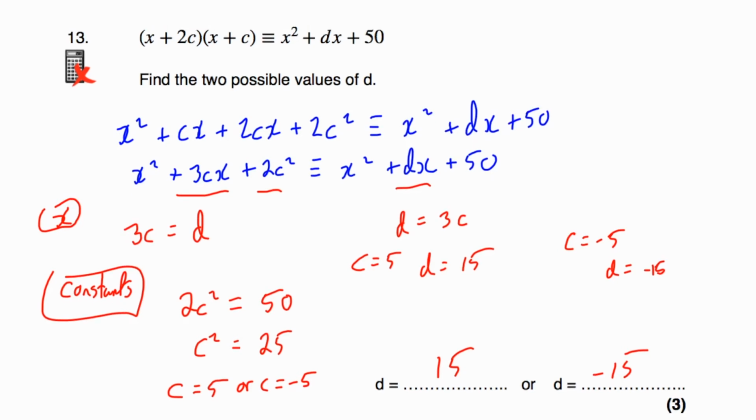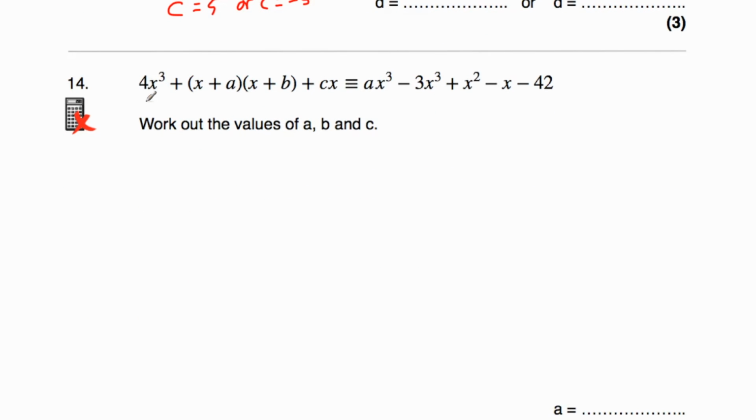Okay, let's look at our next question, question number 14. We've got 4x cubed plus, and then in brackets, x plus a and x plus b, close brackets, plus cx is equivalent to ax cubed minus 3x cubed plus x squared minus x minus 42. And we've been asked to find the values of a, b, and c.